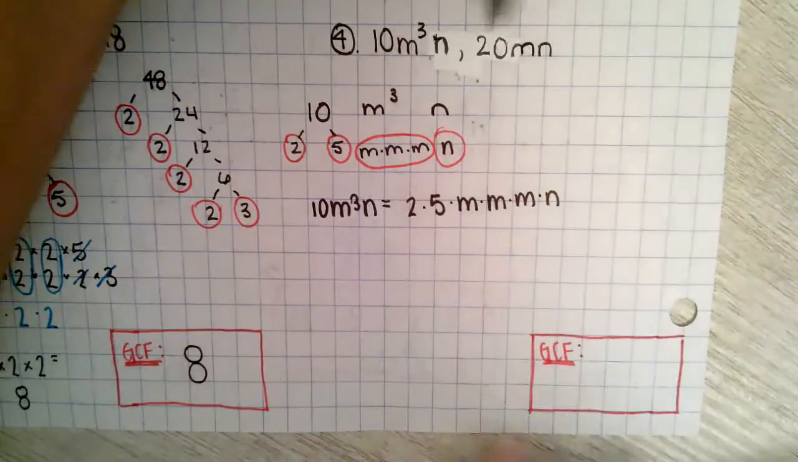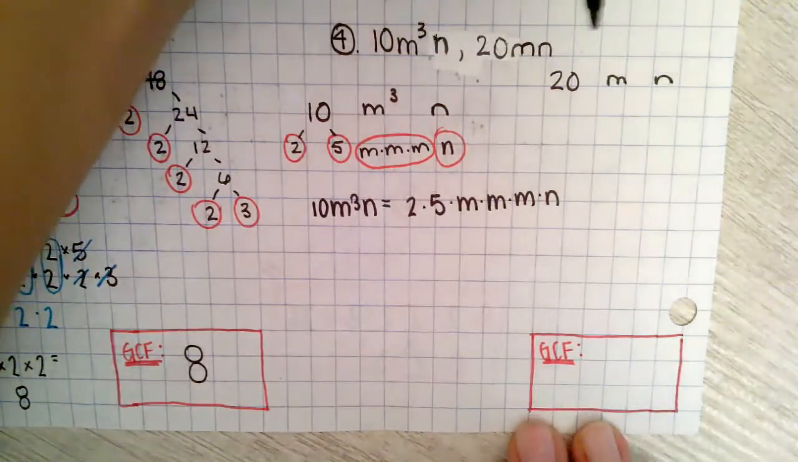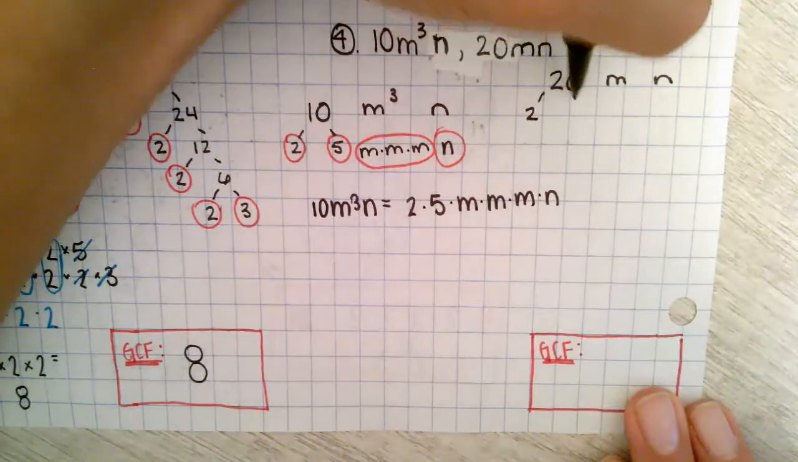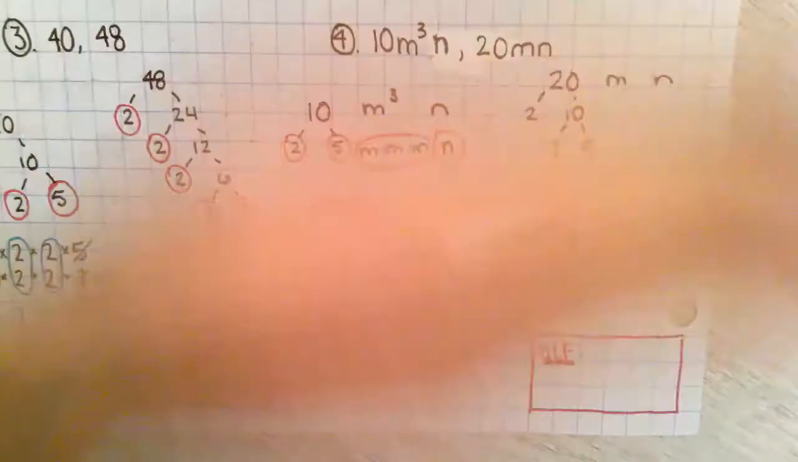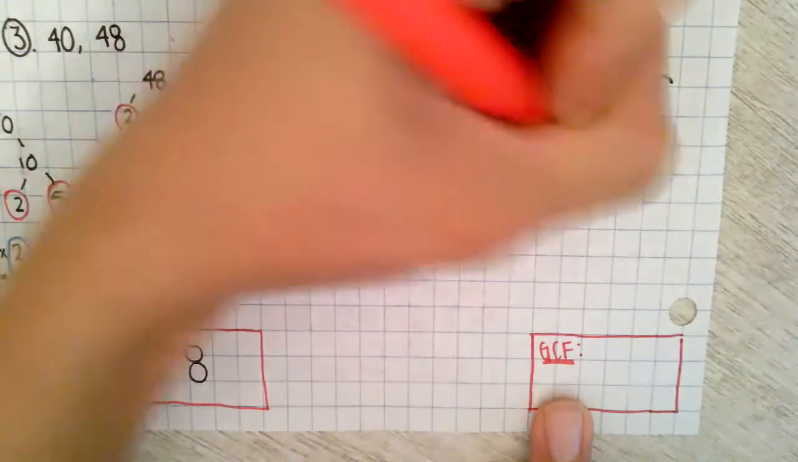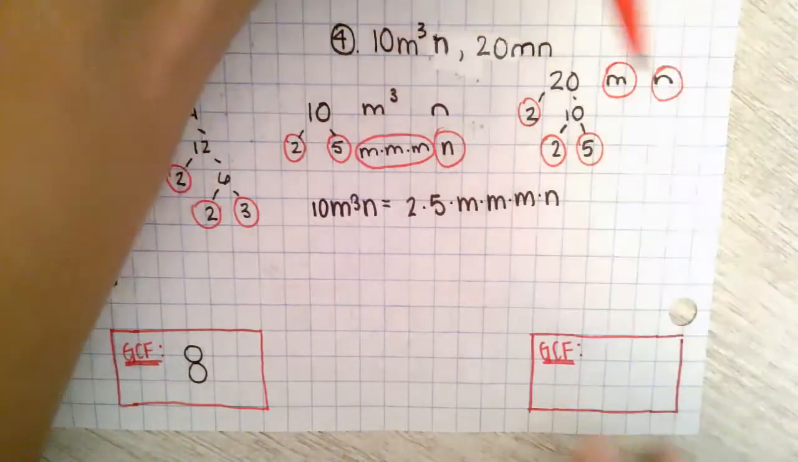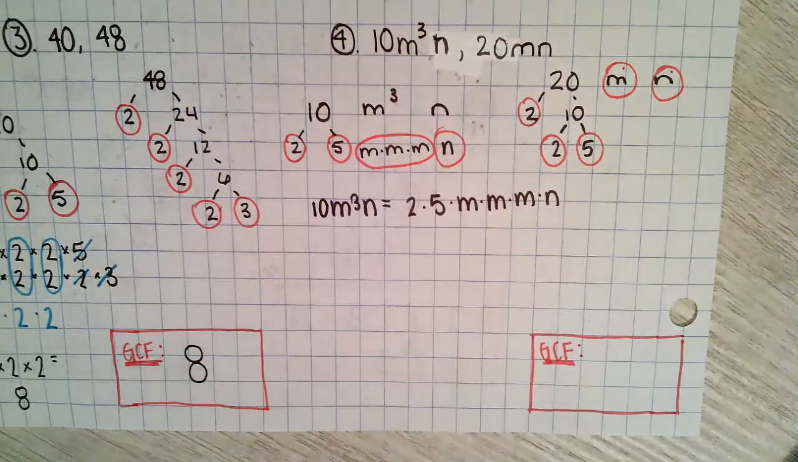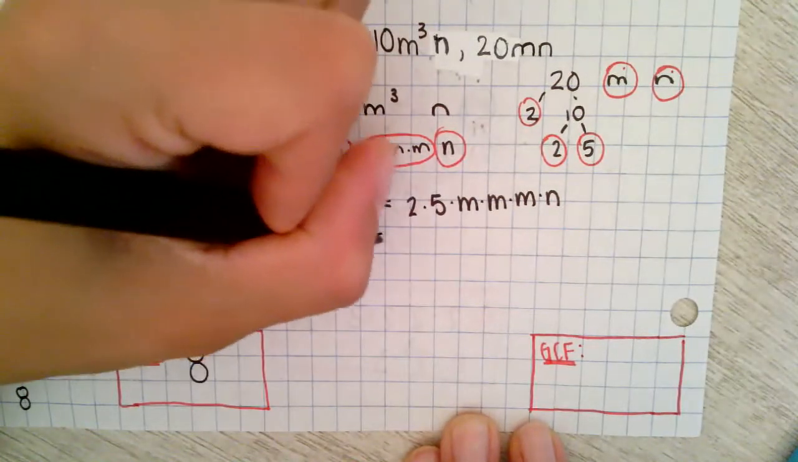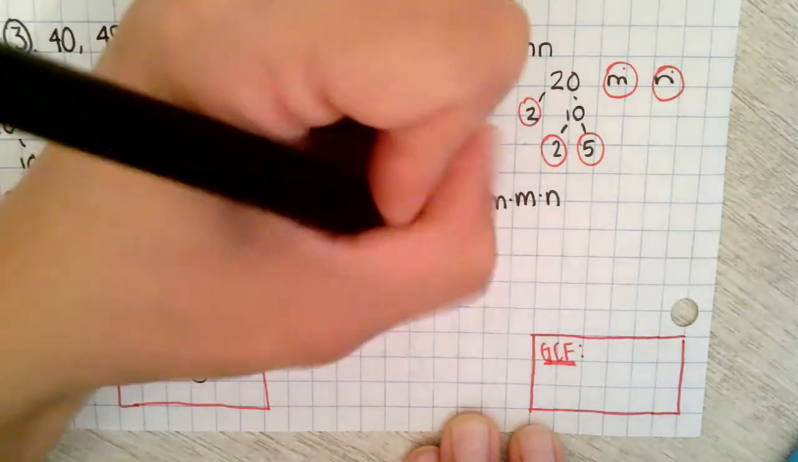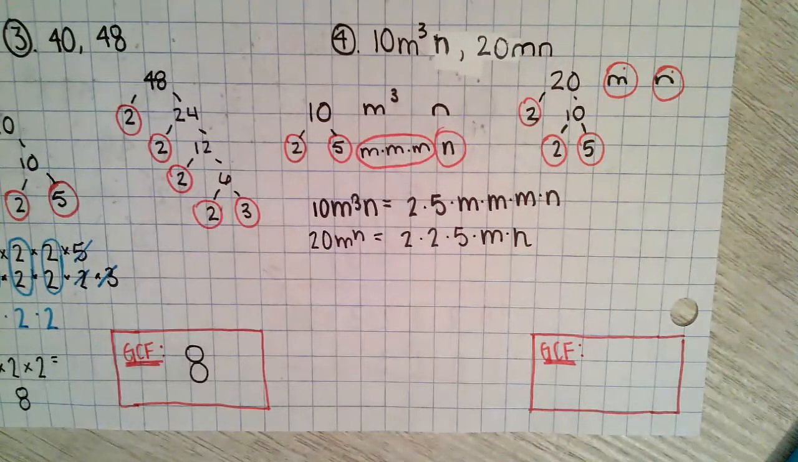Now I'm going to focus on this other number, 20 m and n. Looking at my 20 first, I take out a 2 and a 10. Keep going. I have a 2 and a 5. I don't even need to do anything with this m and n because there's only one of them. So those can stay. And my prime factorization of 20 mn is 2 times 2 times 5 times m times n. And now we just have to identify what they have in common.